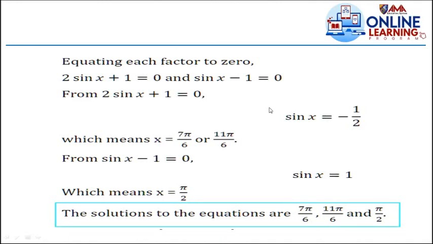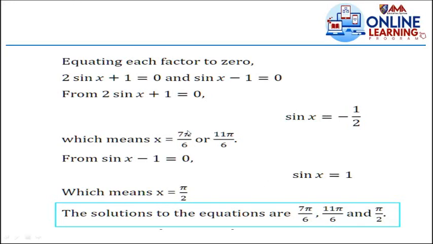From 2 sine x plus 1 equal to 0, if we solve for sine x, we move the 1 to the other side, so what's left is 2 sine x equal to negative 1. Solving for sine x, we have negative 1 half. Which means x is equal to 7 pi over 6 or 11 pi over 6. So sine x equal to negative 1 half.